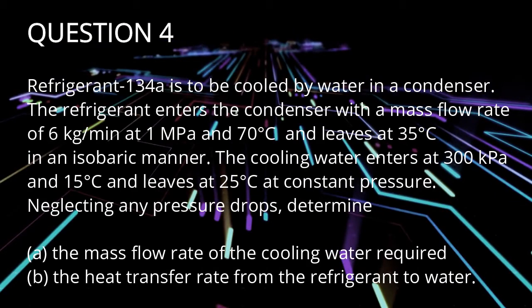Next, question number 4. Refrigerant 134A is to be cooled by water in a condenser. The refrigerant enters the condenser with a mass flow rate of 6 kg per minute at 1 megapascal and 70 degrees C and leaves at 35 degrees C in an isobaric manner. The cooling water enters at 300 kilopascal and 15 degrees C and leaves at 35 degrees C at constant pressure. Neglecting any pressure drops, determine A, the mass flow rate of the cooling water required, and B, the heat transfer rate from the refrigerant to water.